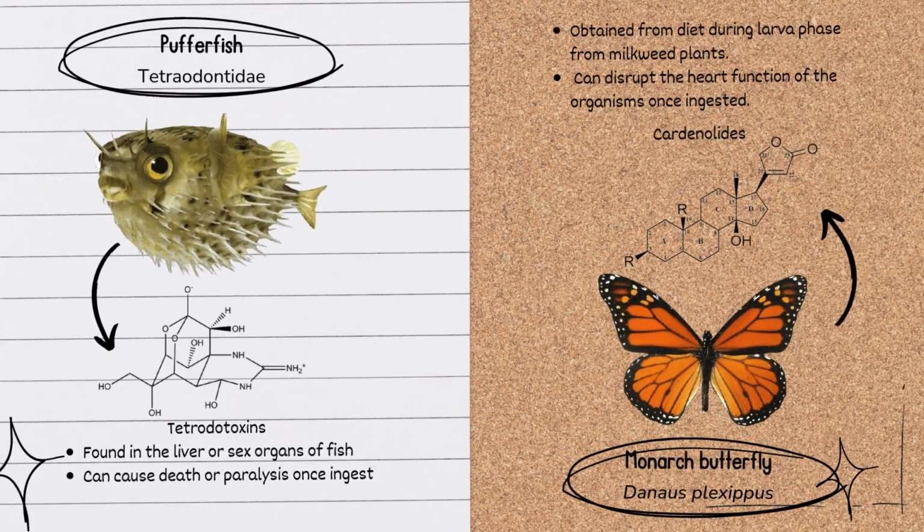Other than that, we also have a marine organism, which is the pufferfish. This fish contains an extremely potent poison, which is mainly found in the liver and sex organs of some fish, including pufferfish. This toxin can cause paralysis or death in predators once ingested.